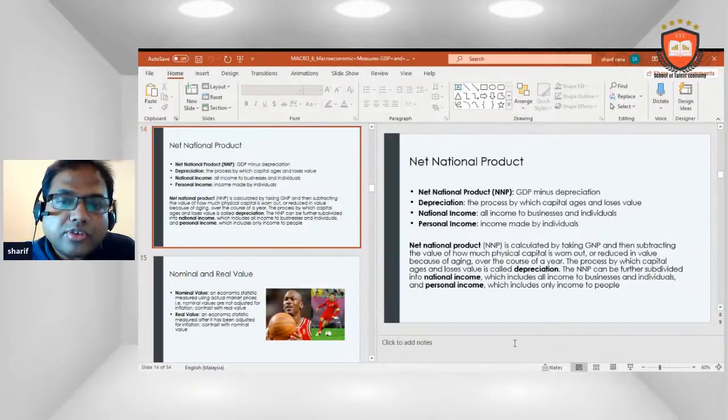Net national product is calculated by taking GNP and then subtracting the value of how much physical capital is worn out or reduced in value because of aging. Over the course of a year, the process by which capital ages and loses value is called depreciation. The NNP can be further subdivided into national income, which includes all income to businesses and individuals, and personal income, which includes only income to people.